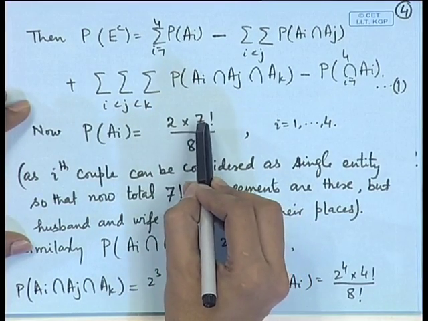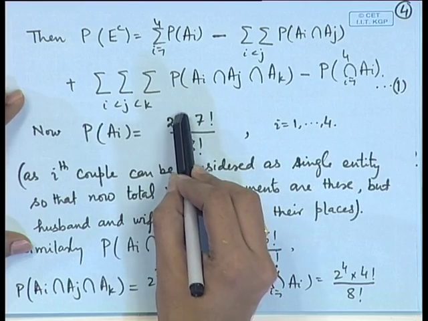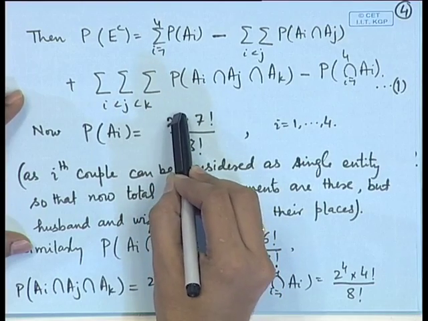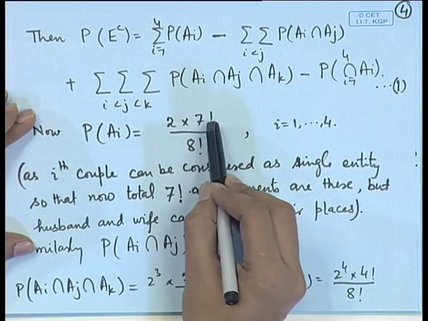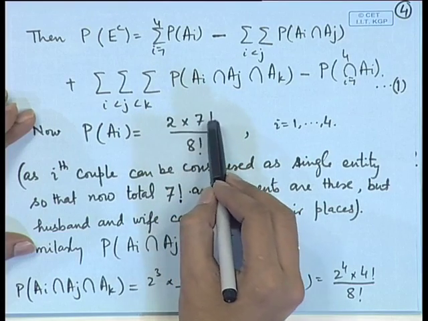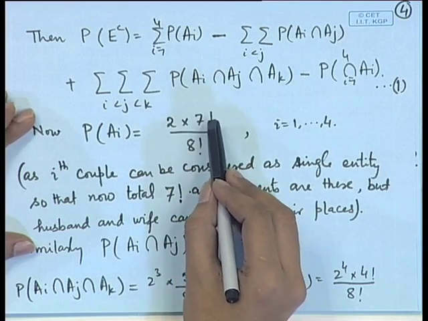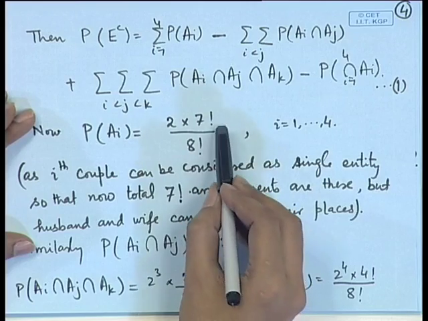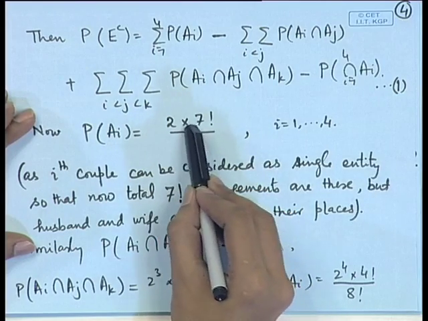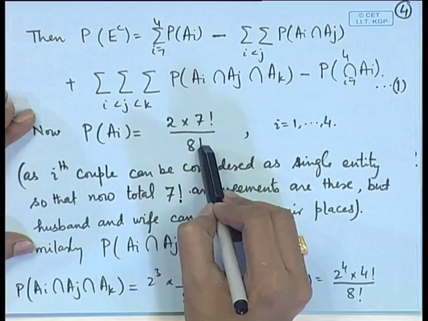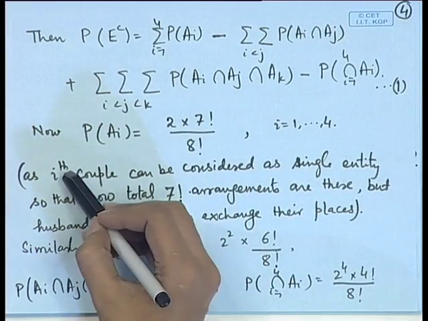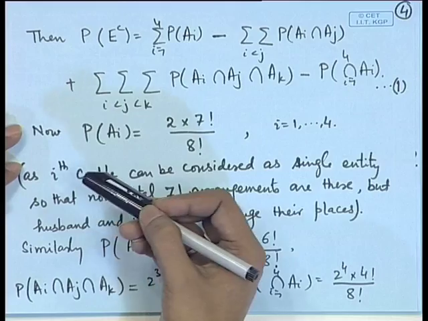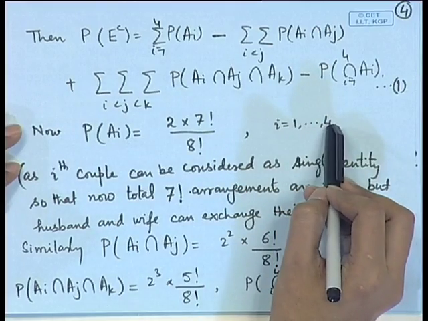Now, here the places of husband and wife can be interchanged, that is in two possible ways. So, the total number of possibilities becomes 2 into 7 factorial, which is favoring the event that the ith couple sits together, and therefore, the probability of A_i is simply 2 into 7 factorial divided by 8 factorial. And of course, this argument is valid for any ith couple, that means for i equal to 1 to 4.